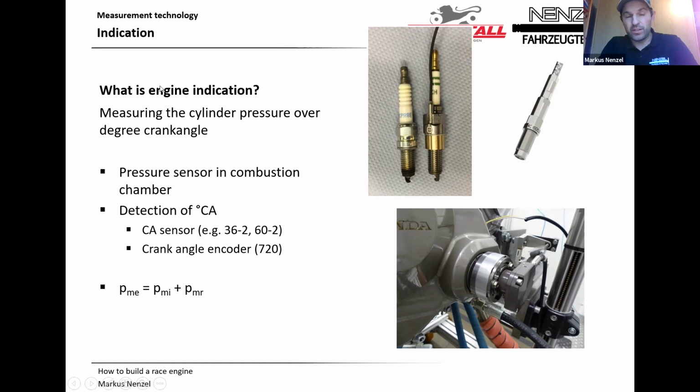Yeah, like it's written there. Then you know, for example, when the piston is at top dead center, or when the valves are open, and then you can measure, for example, a PV diagram, and you know exactly at which degree of crank angle which pressure is in the combustion chamber.